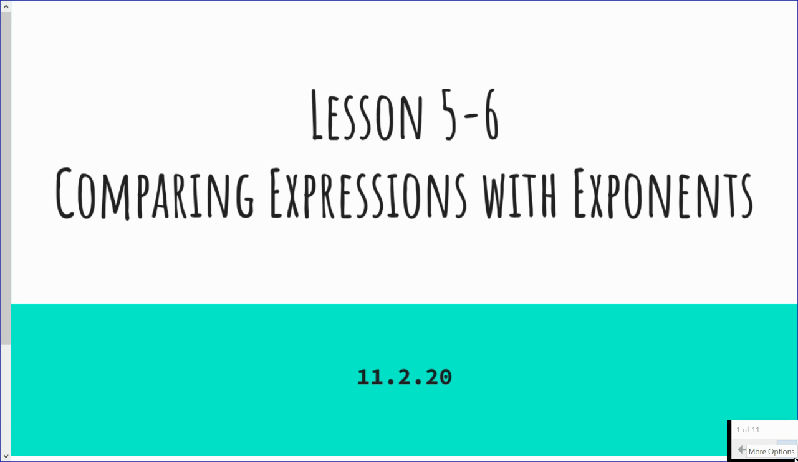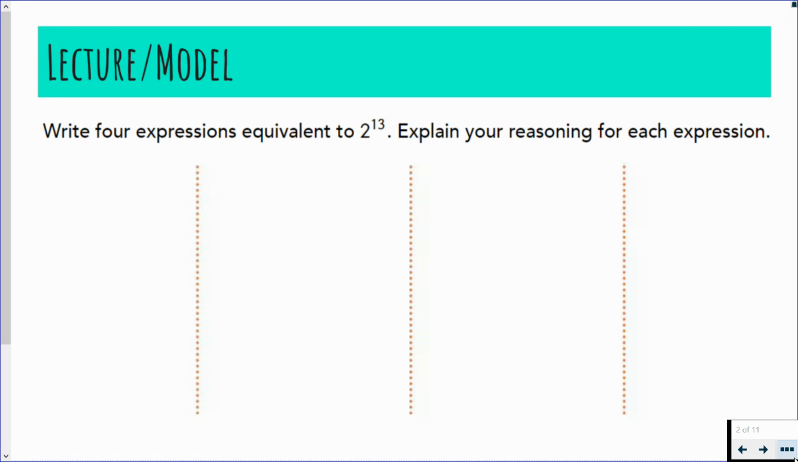All right, so in this video, we are going to be comparing different expressions that have exponents in them. So saying which is greater or which is less by using all of our exponent rules. All right, so first thing we're going to do is I have 2 to the 13th power, and I want to write 4 equivalent expressions to that.